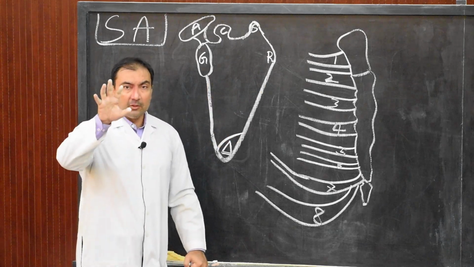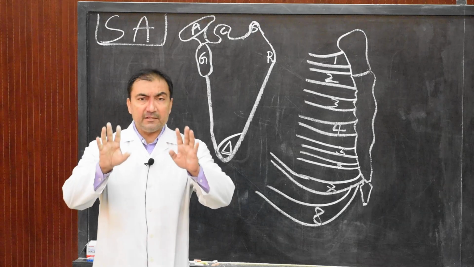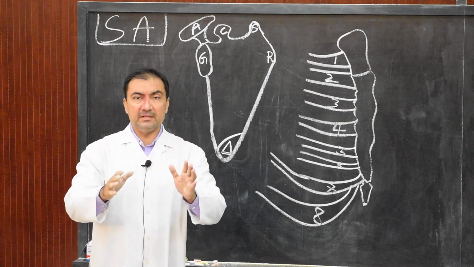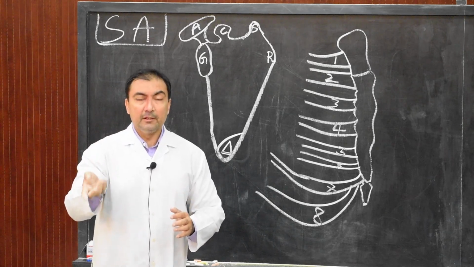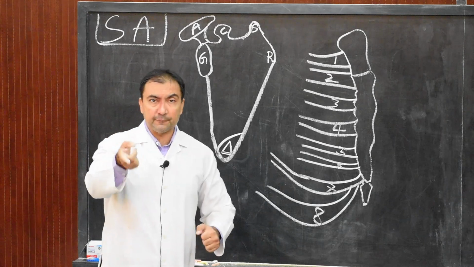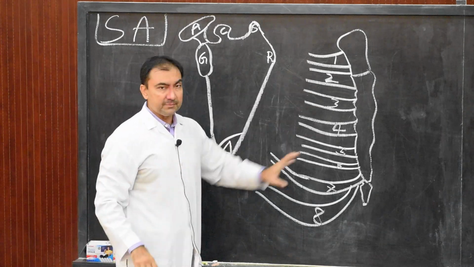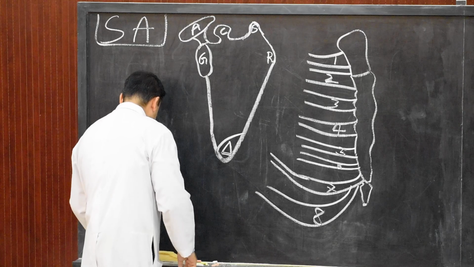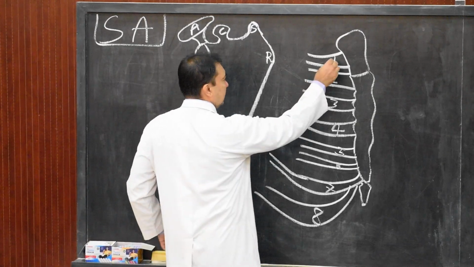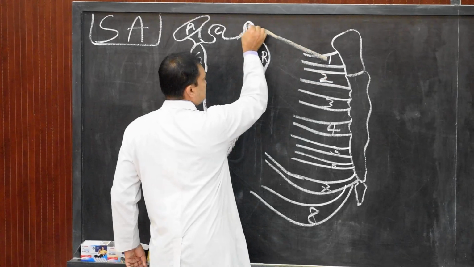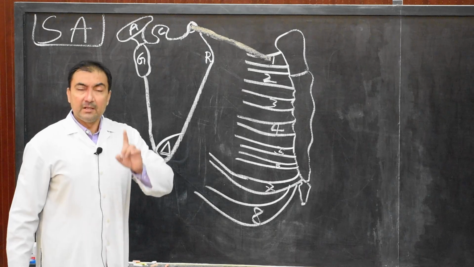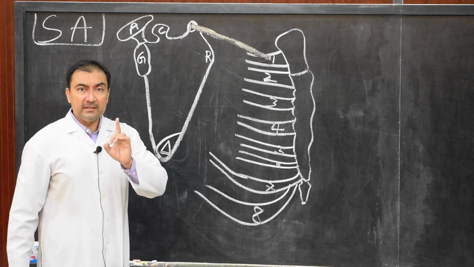Now origin. The origin of serratus anterior will be by 8 fleshy slips. Underline it. Once again I will repeat, the origin of serratus anterior will be by 8 fleshy slips from outer surfaces and upper borders of upper 8 ribs. So here we show the origin of serratus anterior from the outer surfaces and upper borders of the upper 8 ribs.